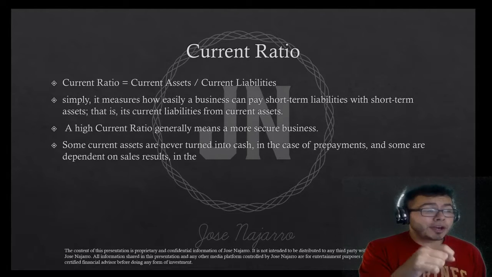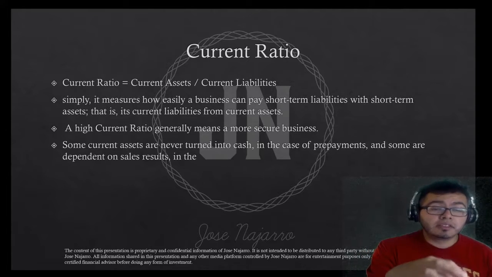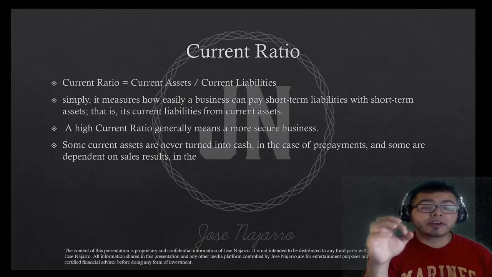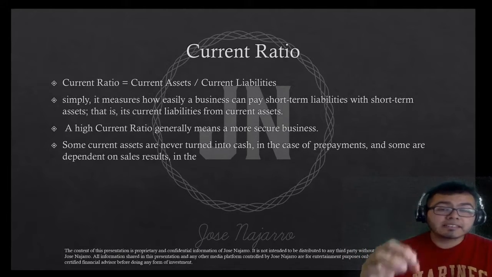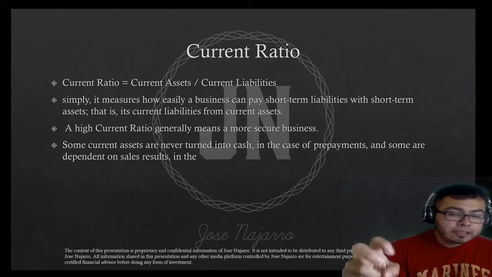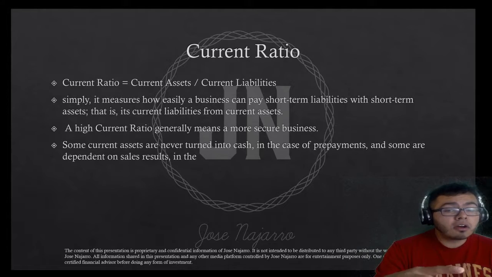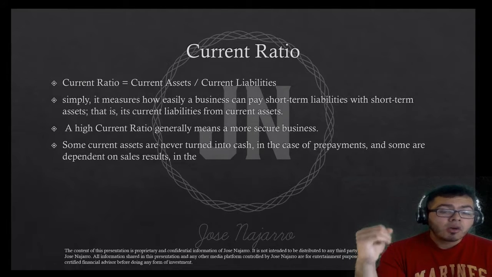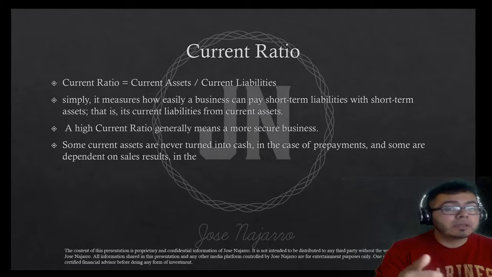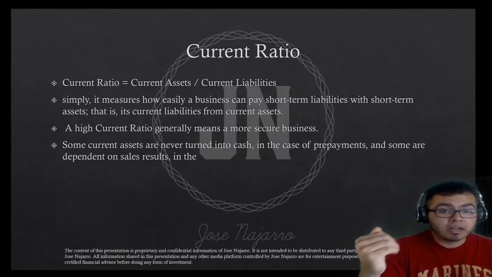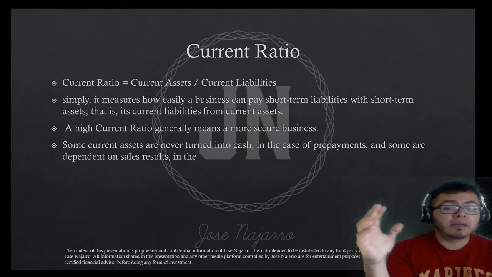Current ratio. So next, we'll take a look at current ratio. Current ratio is current assets divided by current liabilities. Current assets are any assets that can be liquidated pretty quickly. Current liabilities are liabilities that need to be paid off within the next 12 months. Current assets are assets that in theory can become liquid in the next 12 months. So it simply measures how much more assets you have than liabilities.